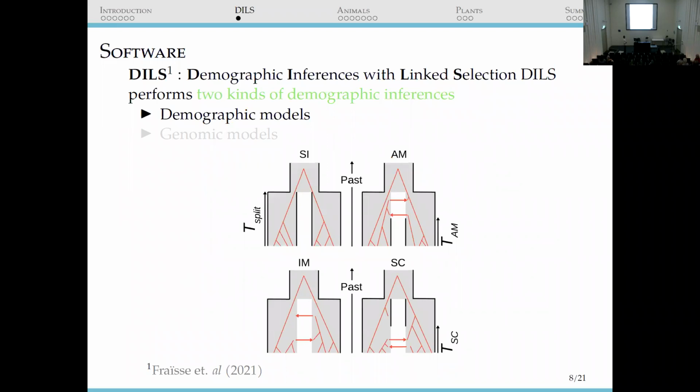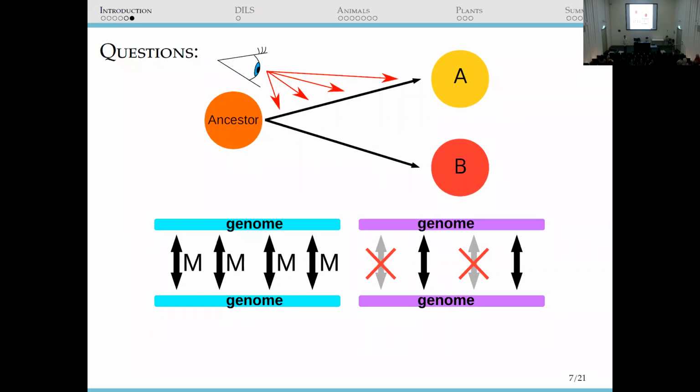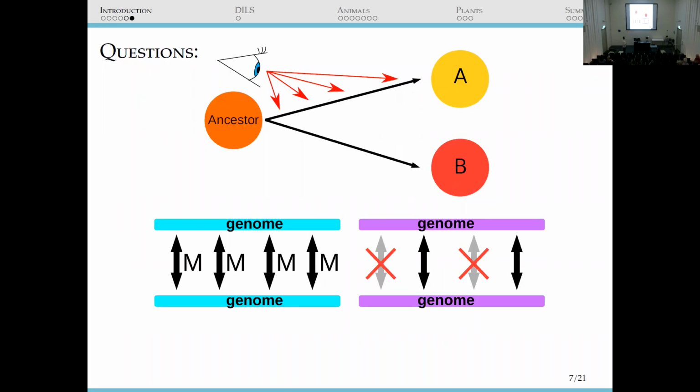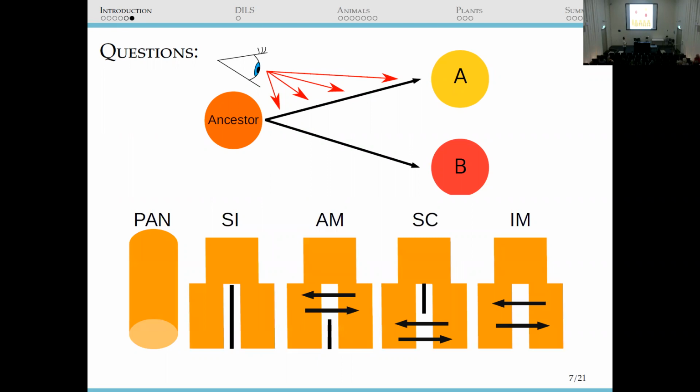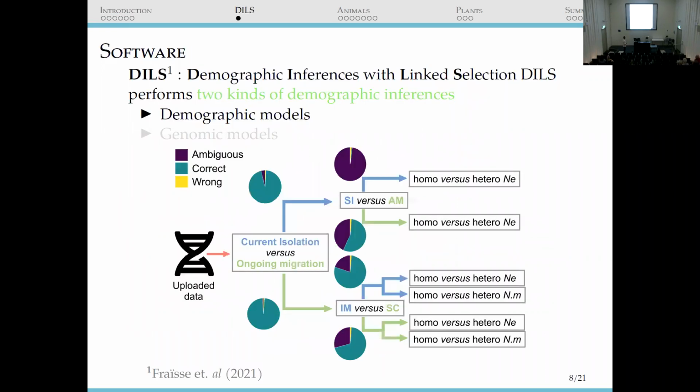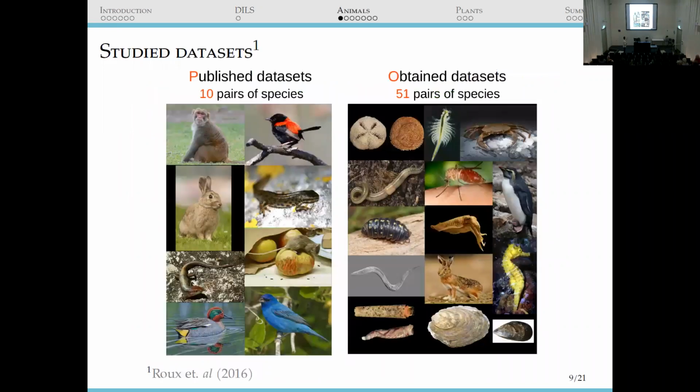All of this statistical framework is implemented in a tool named DILS, something that we published 2 years ago. It's easy to handle. You upload your data, and you get the probability of models of migration and of isolation, and you also get the probability that you have populations or semi-isolated species. So we ran DILS, just some detail.